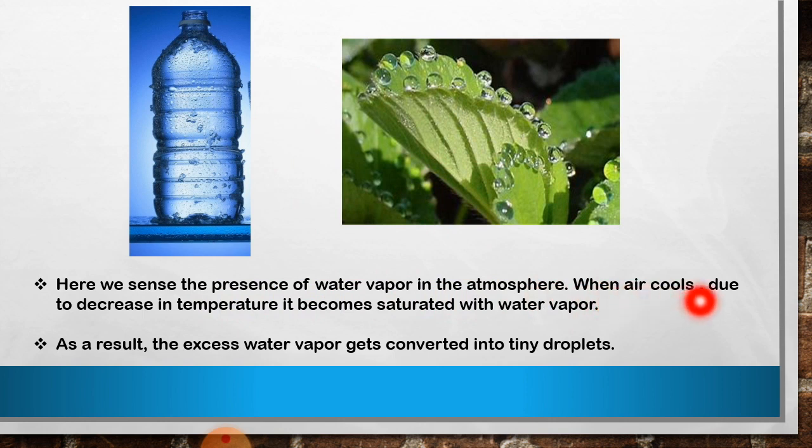When air cools due to decrease in temperature, it becomes saturated with water vapor. जब भी एयर जो है वो ठंडी रहती है, due to decrease in temperature, it becomes what? Saturated with water vapor. And as a result, the excess water vapor gets converted into tiny droplets. These are the tiny droplets. So excess of water vapor gets converted into what? Tiny droplets. And the dew point temperature is decided by the amount of vapor in the air. तो dew point temperature कैसे decide होता है? By the amount of vapor in the air.